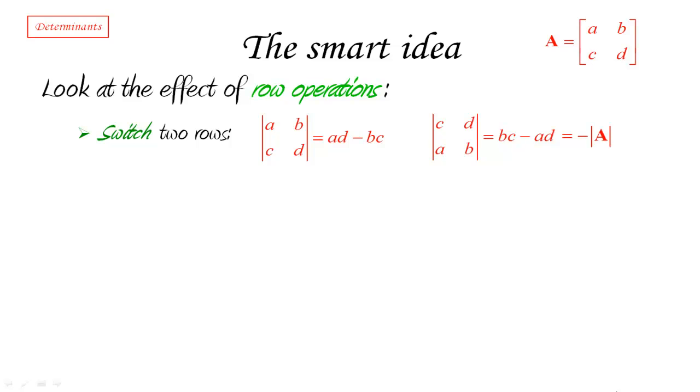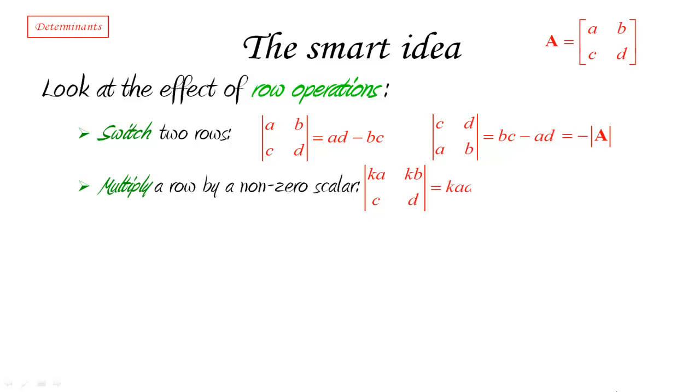So what happens is switching two rows has the effect of changing the sign of the determinant. Keep this in mind because this is going to be very important later. The second type of row operation is multiplying a row by a non-zero scalar. Again, here is the algebra.